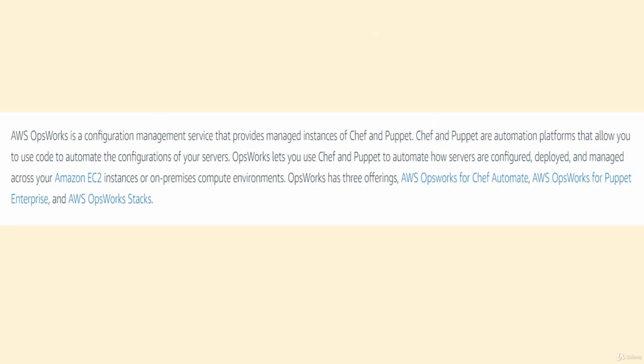OpsWorks has three offerings: OpsWorks for Chef Automate, OpsWorks for Puppet Enterprise, and OpsWorks for Stacks. So you can deploy different DevOps operations using Chef for automation of their work. You can have Puppet, and you have Stacks. You could implement your solutions using any of the three.